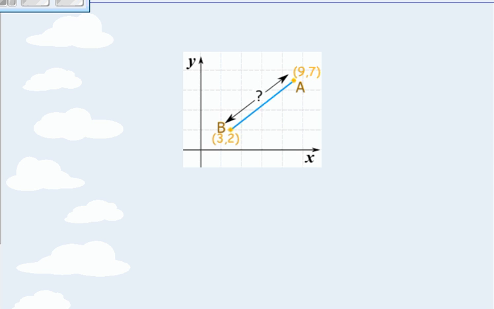All right, we're going to talk about distance today. Remember, distance is the length between two objects or the space between them. Okay.